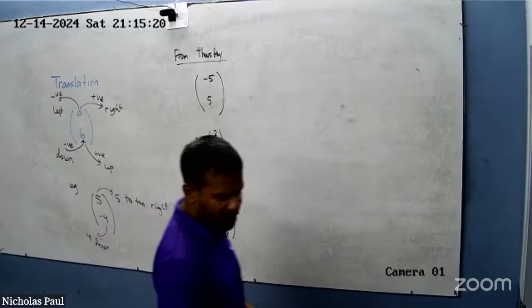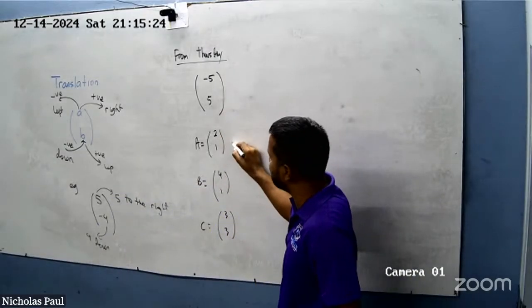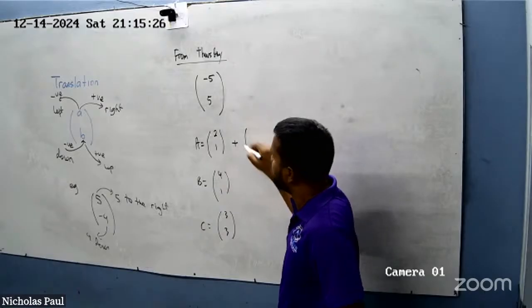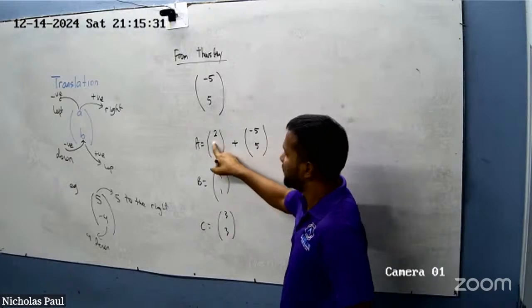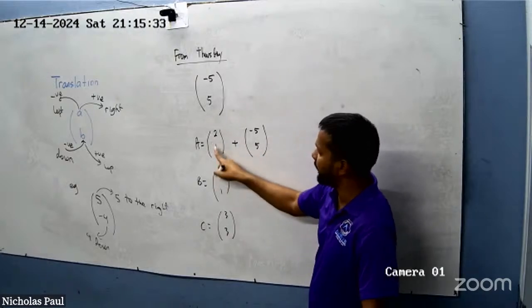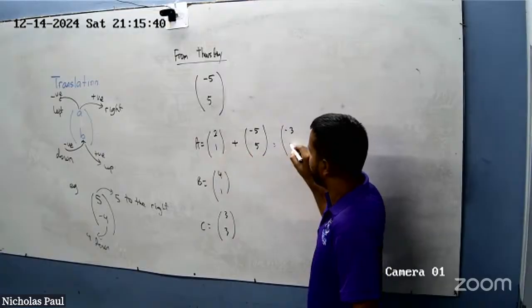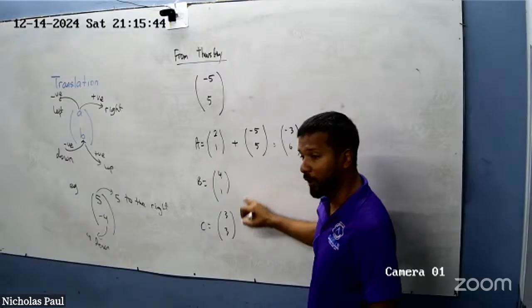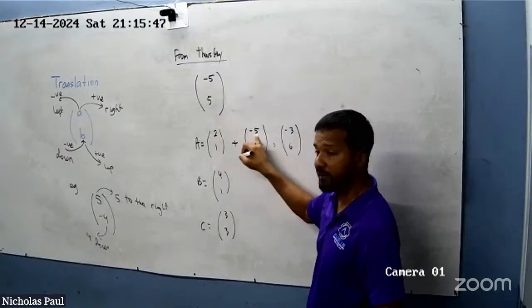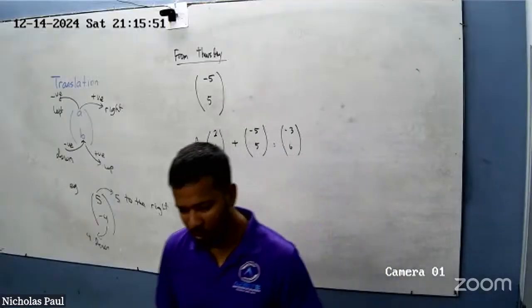Right, so again, for those who weren't here, whenever I ask you to do a translation, all you have to do is add the slide to the point. So add minus 5, 5. So you're adding the x value, 2 plus minus 5, and the y value, 1 plus 5. Right? You're doing that for all of them. Same thing I did here. Add this, add this. Yeah, you're doing that for all of them.